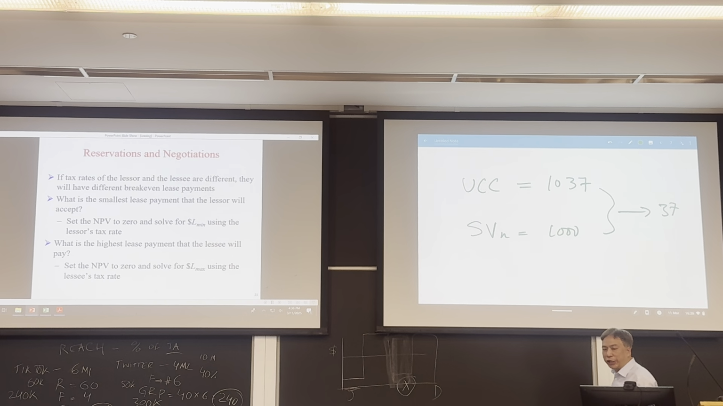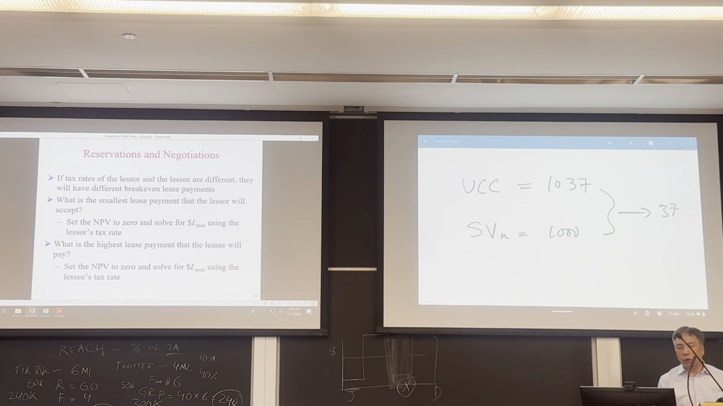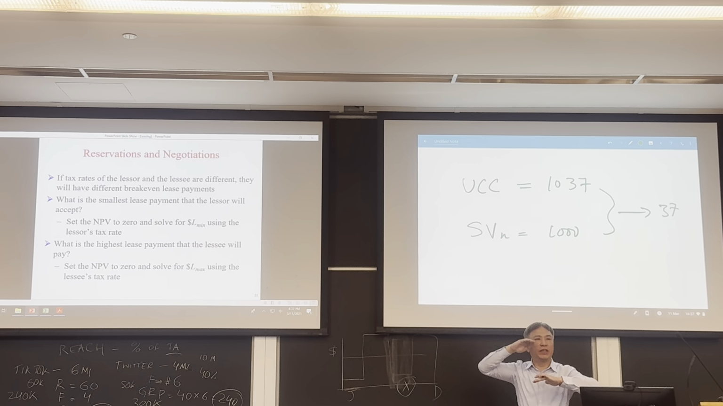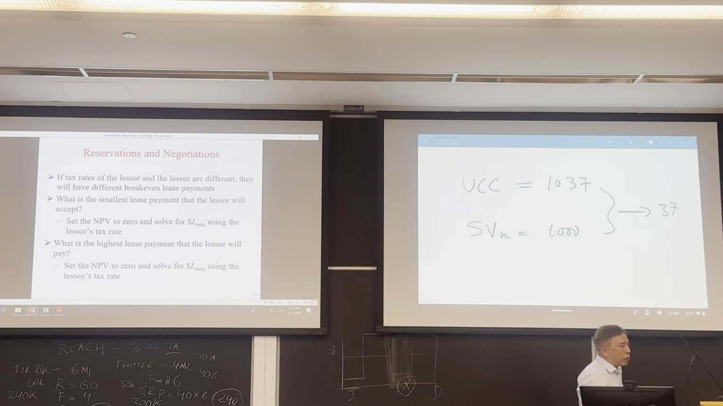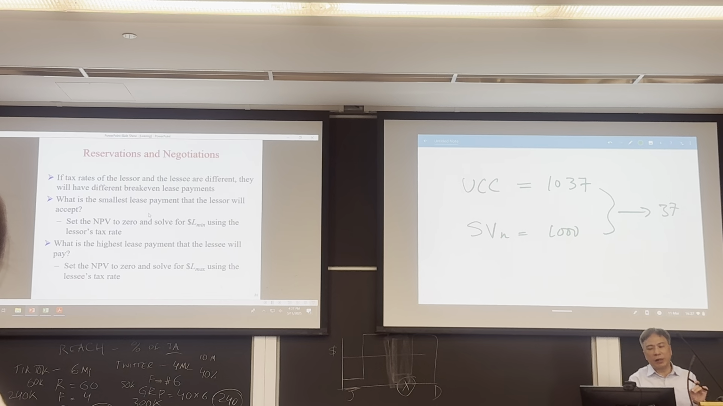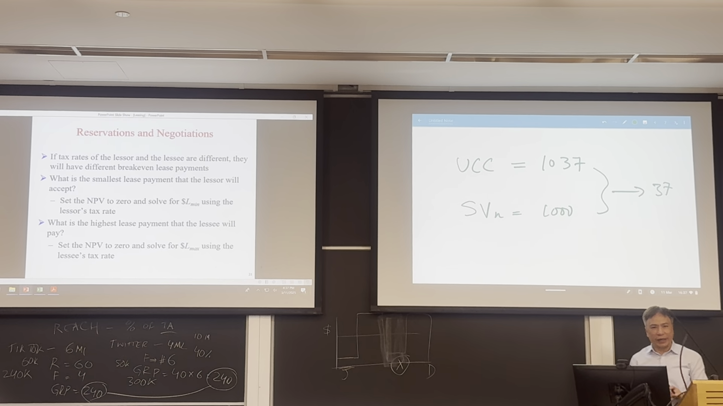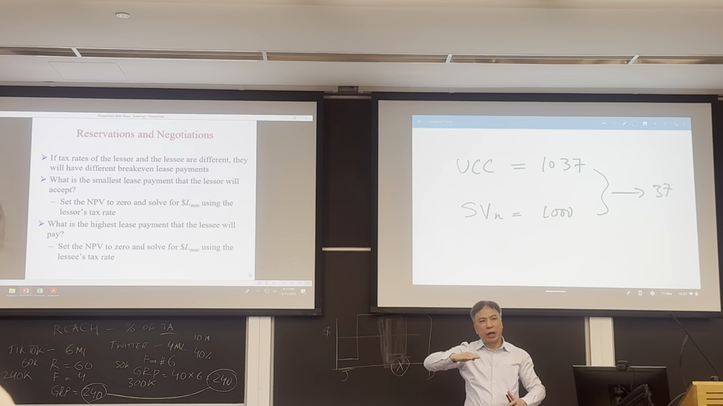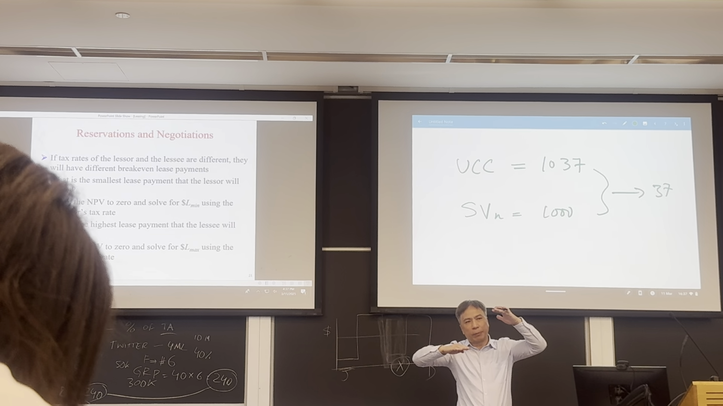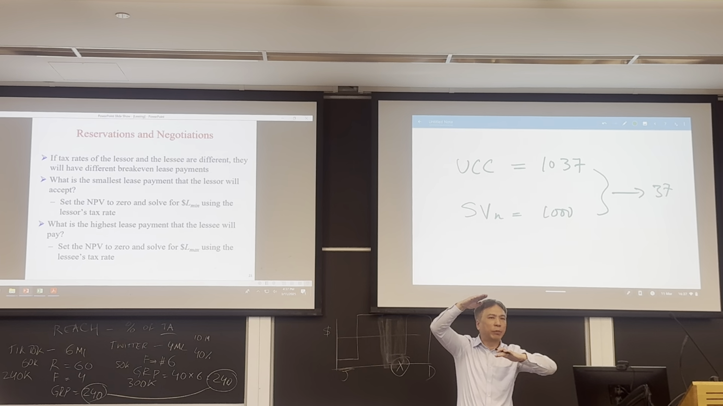Now, reservation and negotiation. As I said, if they are the same, then there will be no difference between the two. But if they have different tax rates or different interest rates, then maybe they have different break-even lease payments. So our job now is to find the smallest lease payment the lessor will accept, or the highest lease payment that the lessee will pay. This is the maximum the lessee is willing to pay, and this is the minimum the lessor is willing to accept. If that's the case, you have a deal. So anything in between, that's a deal. Both would be better off.